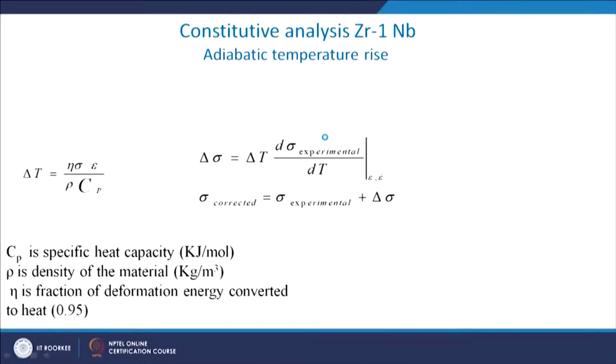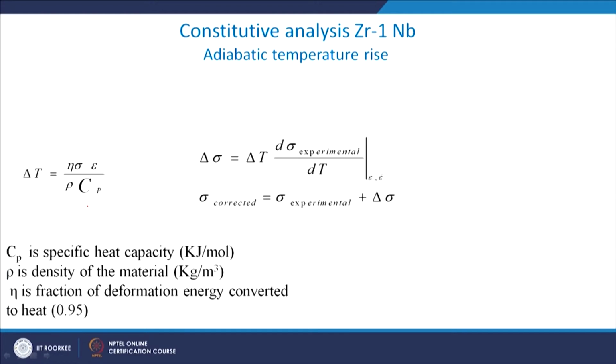Now, one thing I just mentioned at that time, but did not bring out, was the adiabatic temperature rise. Basically, the adiabatic temperature rise delta T can be given by an expression like this. Eta is the fraction of deformation energy converted to heat. Sigma is of course the flow stress, epsilon the strain, rho is the density of the material, and Cp is the specific heat capacity.